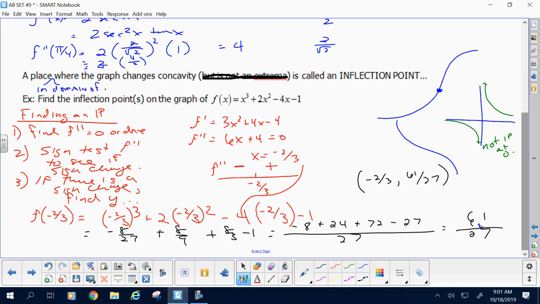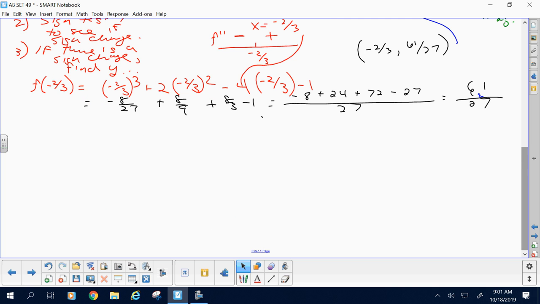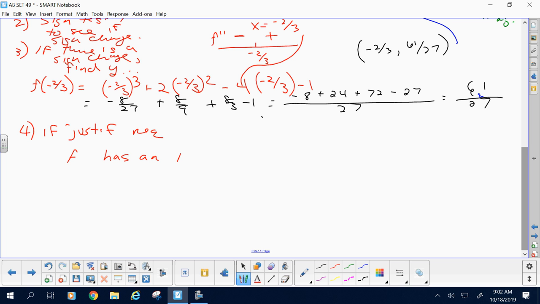Or not. Okay, so the inflection point is, all right, would you also throw in there, if it requires justification, then it is f double prime, not f prime. It's easy to get confused about the subject of this sentence. f has an inflection point at, again, I will abbreviate inflection point, but on the AP test we won't, negative 2/3, 61/27.